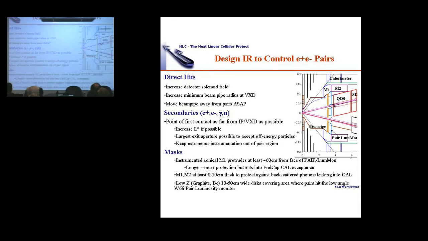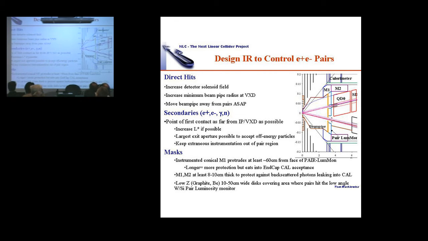So basically, the way you design the IR is to control these guys. And you do it by direct hits. How do you keep the guys as they're produced from bothering you? You increase your detector solenoid field to keep them tightly collimated. You increase the beam pipe radius so that it doesn't get in the way, and you move the beam pipe far enough away as soon as possible.